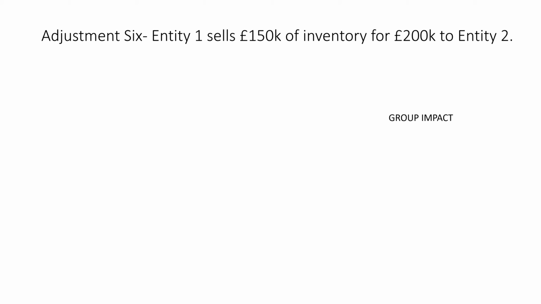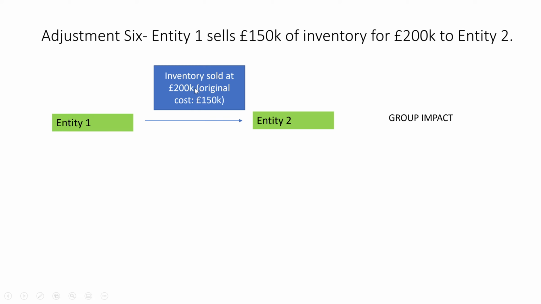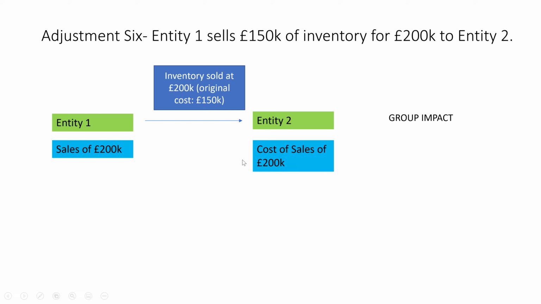Now let's look at a question where this time we're selling inventory within the group. So entity 1 sells 150k of inventory for 200k to entity 2. So the overall profit figure is 50k. Let's see what's happening. So again, we record the transaction. I've summarized it here. So we're making sales of 200k on one side, but on the other we have a cost of sale of 200k. So one man's income is another man's expense. So we're getting a nil impact on profits for the group.